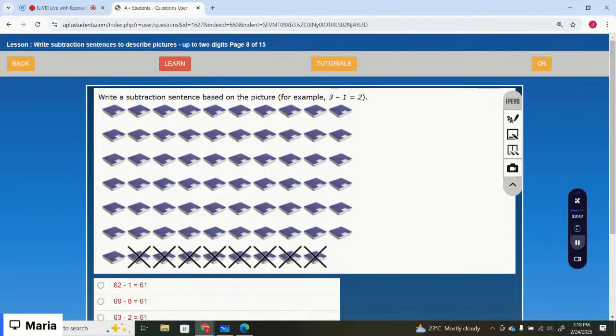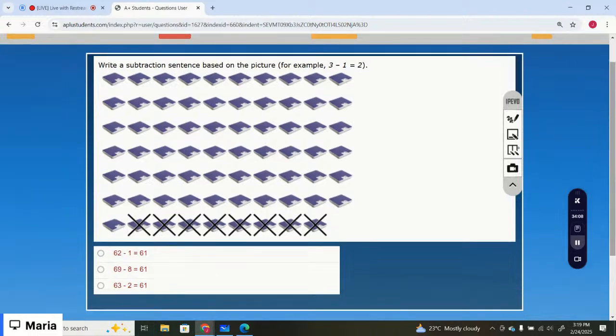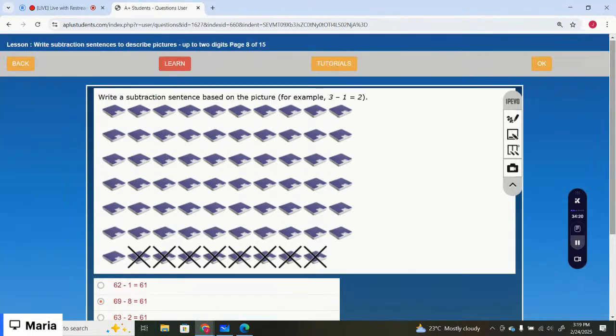Write a subtraction sentence based on the picture. That is 69 take away 8. The correct option is 61. Option number 2 is the correct option.